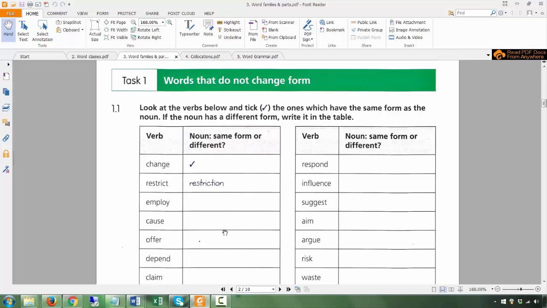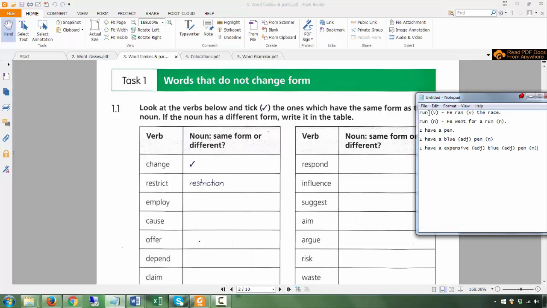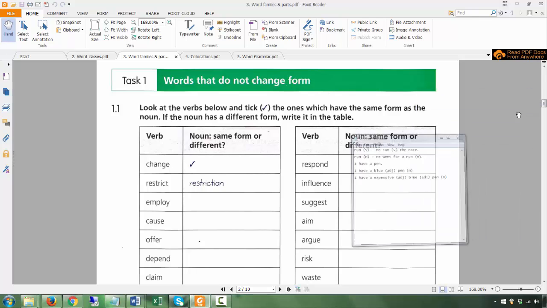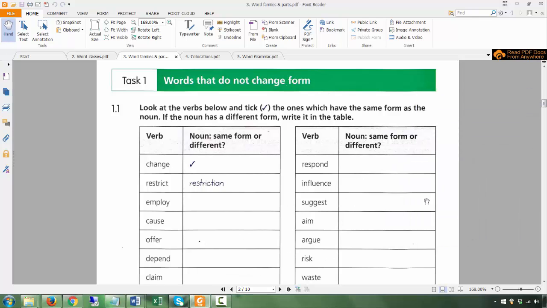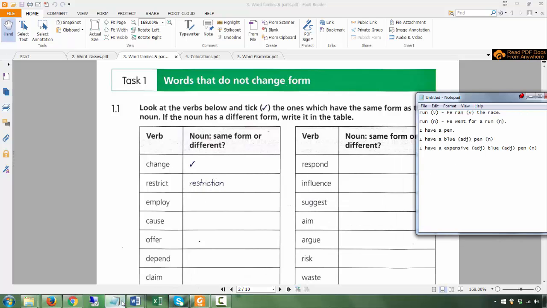So there are some words, just like just now we mentioned run and play, right? Run is a verb. Run is also a noun. Play is a verb. Play is also a noun. So there are some words that do not change forms for the nouns and the verbs. So change is a verb. Change is also a noun. But then there are some that, of course, do change forms. Just like just now I mentioned encourage and encouragement. Encourage is a verb. Encouragement is a noun.